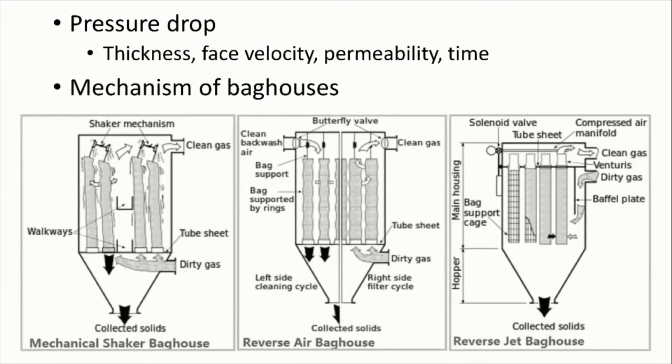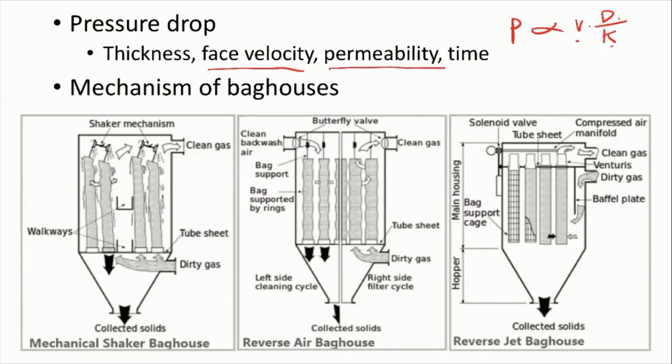So last class, we mainly derived some equations about the pressure drop. So we mentioned that the pressure drop is dependent on the thickness of the filter material, right? The pressure drop is proportional to V multiplied by D divided by K, right? We mentioned that V is the face velocity, the D is the thickness of the filter material or the particle layer, and then K is the permeability.